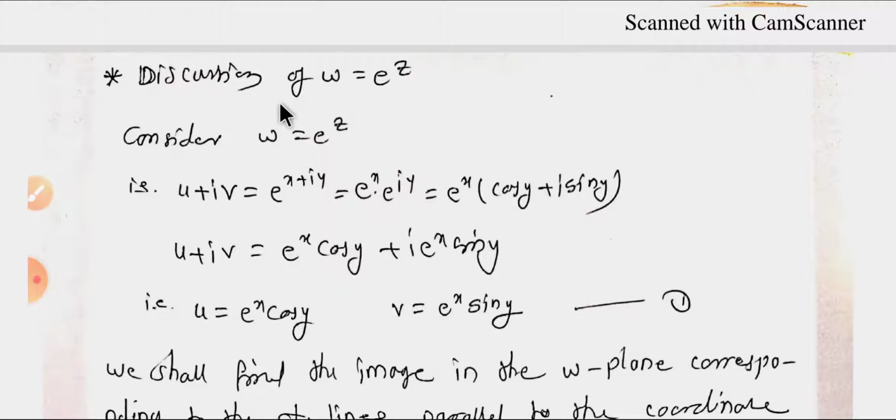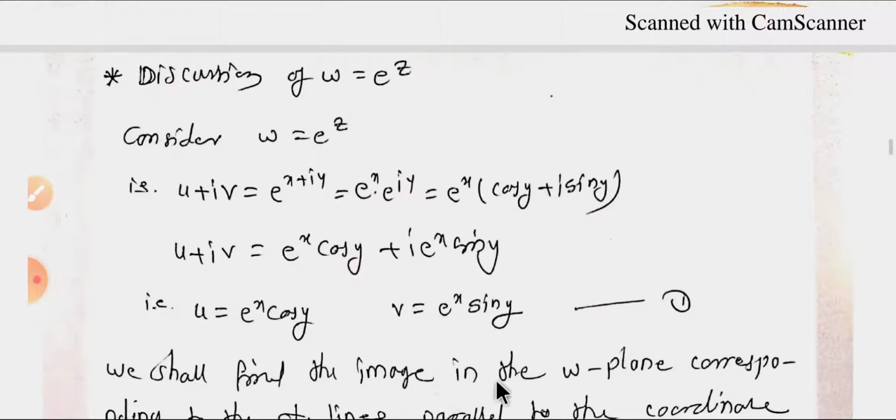the discussion of w equal to e raised to z. So consider w equal to e raised to z. So that is u plus iv equal to e raised to (x plus iy). So that gives e raised to x cos y plus i into e raised to x sin y. So therefore u equal to e raised to x cos y and v equal to e raised to x sin y. Consider this equation 1.